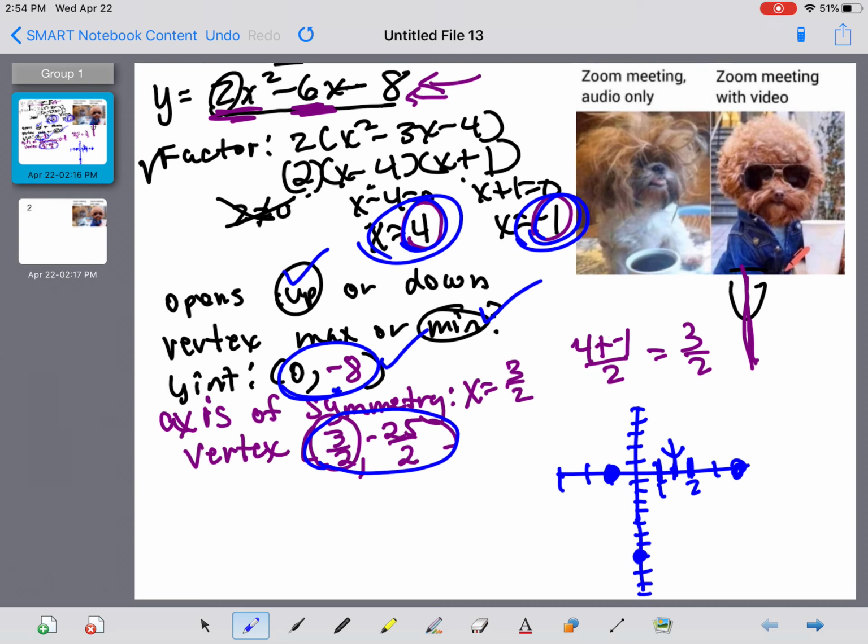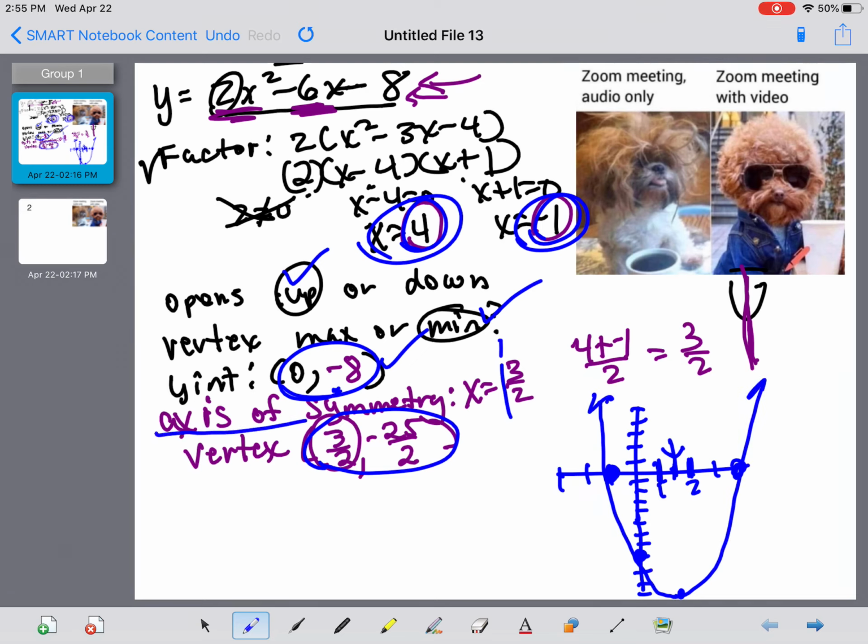I don't know if I can extend my page. I would go way down. You've got to draw it to scale, so I can't extend this page on this app, but I would go down to -12.5 and put my vertex. Then I would come through here, minimum vertex, and go back up through that dot.